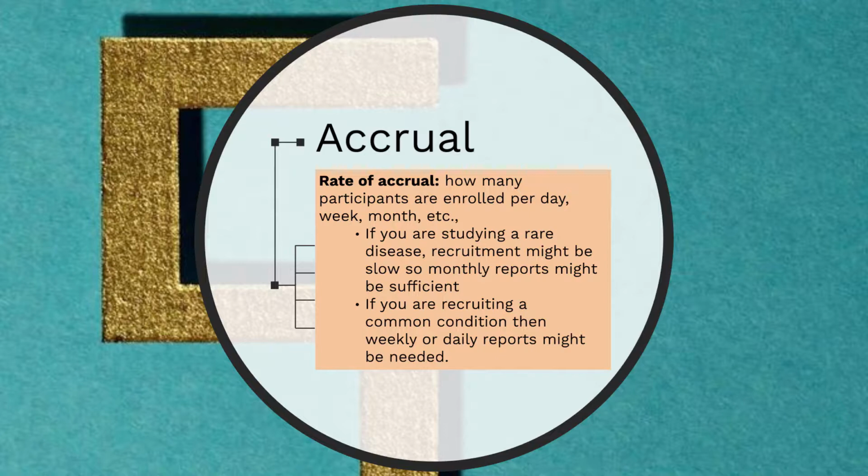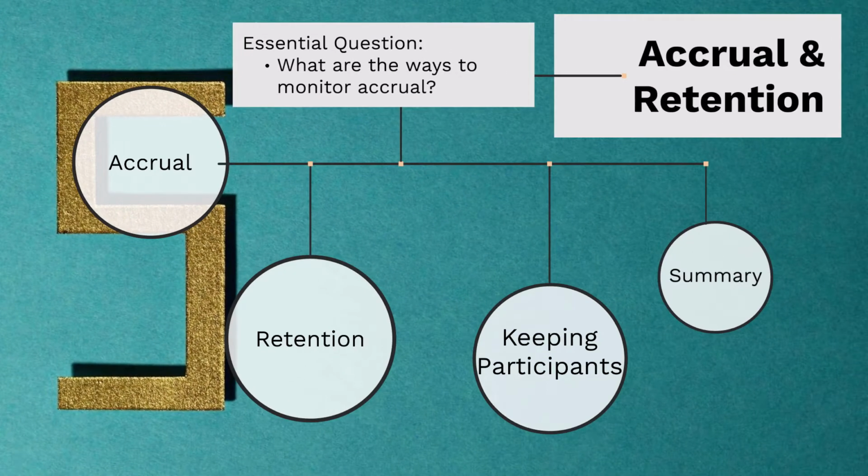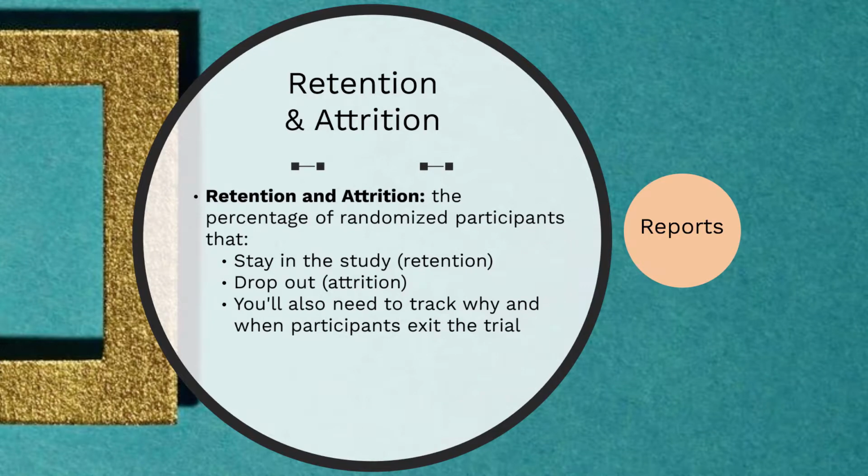If it's a rare disease and there are very few treatment options, you may have a higher response rate for recruitment, but do not rely on the numbers in a clinic of the patients and assume that 100% of them will enroll in the study. So you will be responsible for measuring rate of accrual. You will also be responsible for measuring retention and attrition.